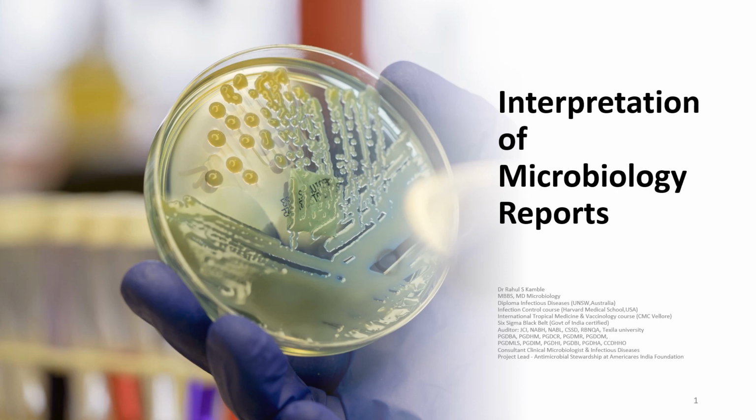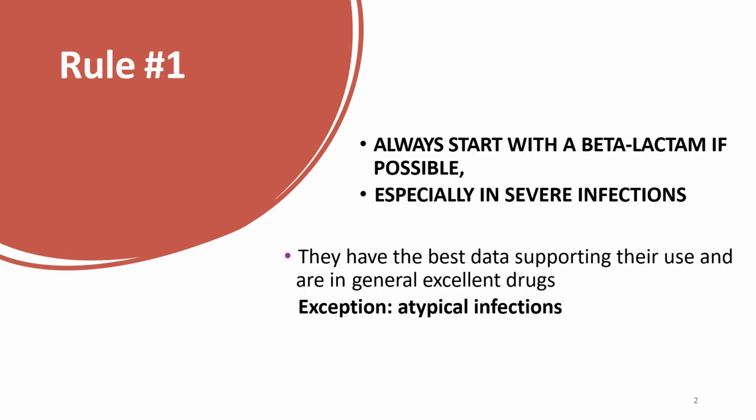Let us continue with our session on how to interpret microbiology reports. Rule number one is always start with a beta-lactam antibiotic if possible, especially in severe infections, because they have the best data supporting their use and are in general excellent drugs, except in case of atypical infections.